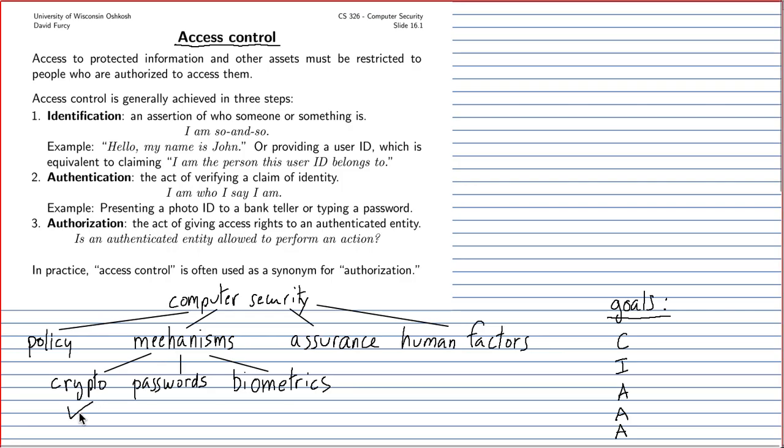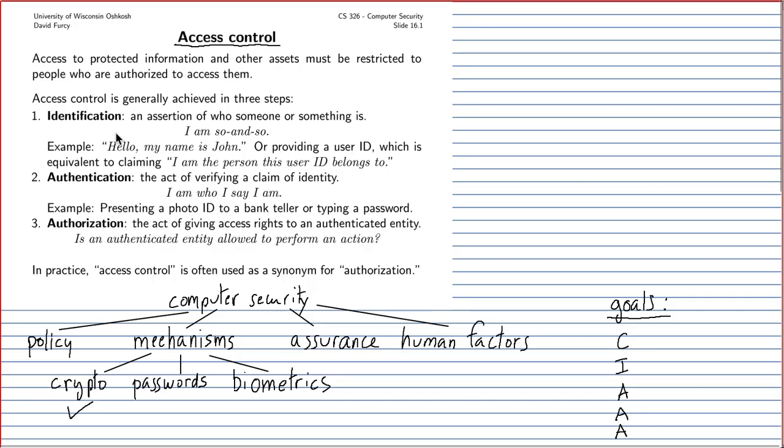And in this lecture, we're going to talk about passwords and a little bit about biometrics. And then the next lecture will also be devoted to biometrics. So in one definition of access control, we have the following definition. Access control is really composed of three steps: the identification step, the authentication step, and the authorization step. And it's important for you to keep those terms straight.